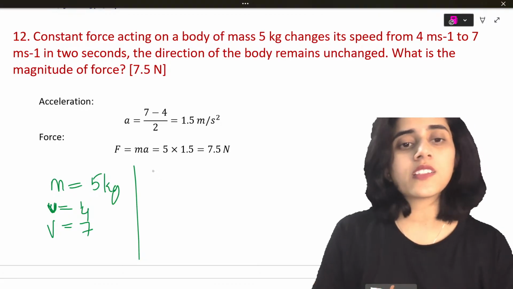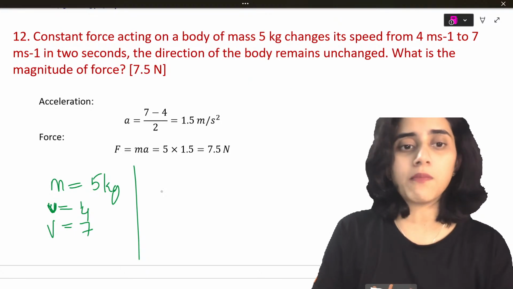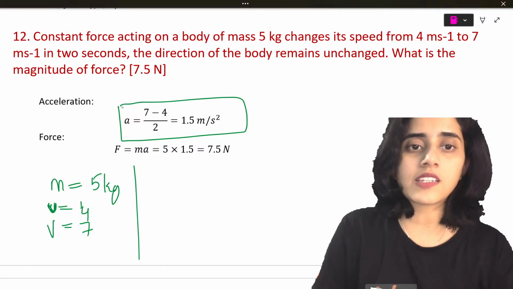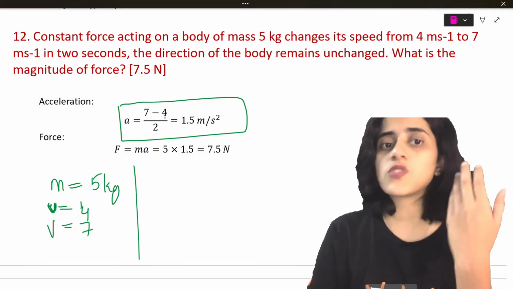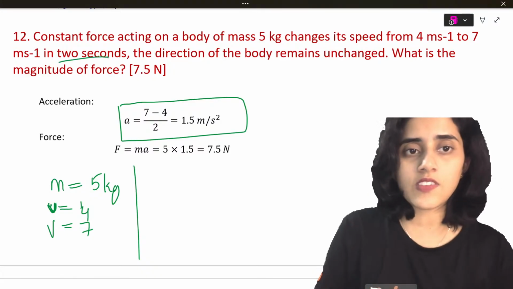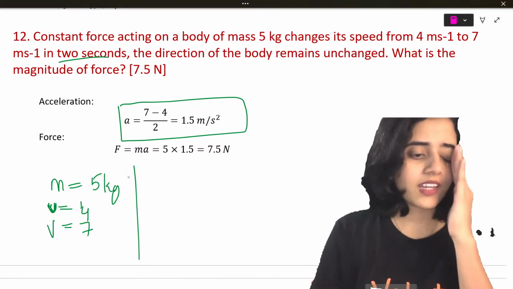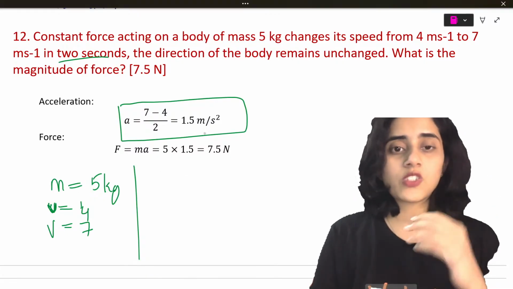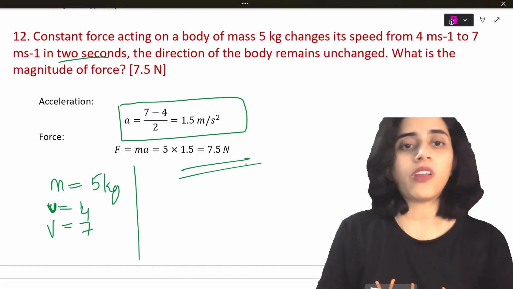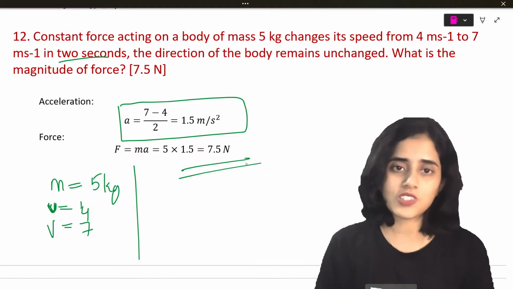Okay, obviously, how do I find acceleration? I know F is equal to ma, but acceleration is what? Change in velocity by time. I've done that here. Initial velocity is 4, final velocity is 7, and it takes 2 seconds. It's given here, 2 seconds. So I get my acceleration as 1.5 and F is equal to m into a. So 1.5 into mass 5 is 7.5. Direct, straight questions. Straightforward questions.